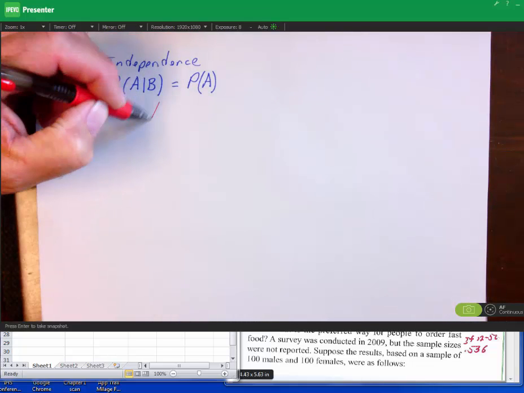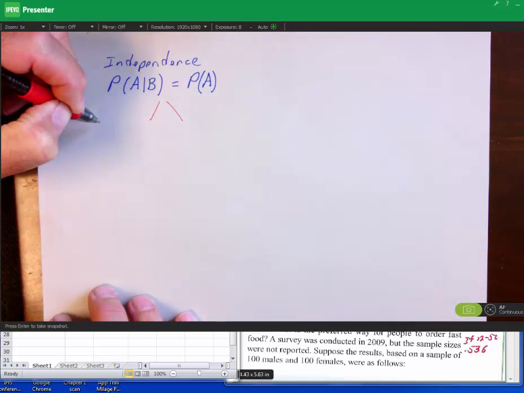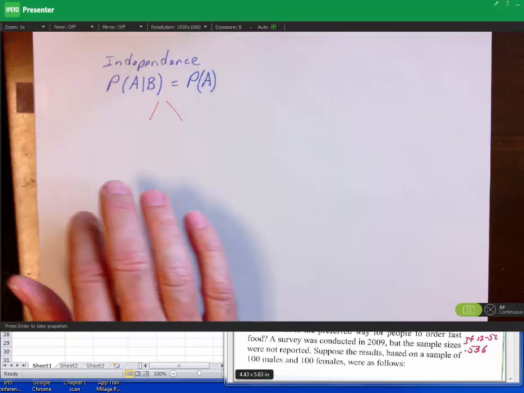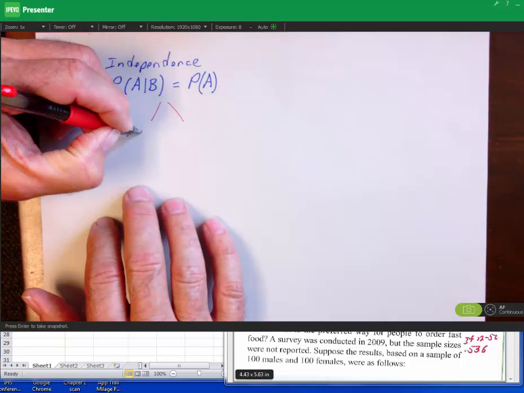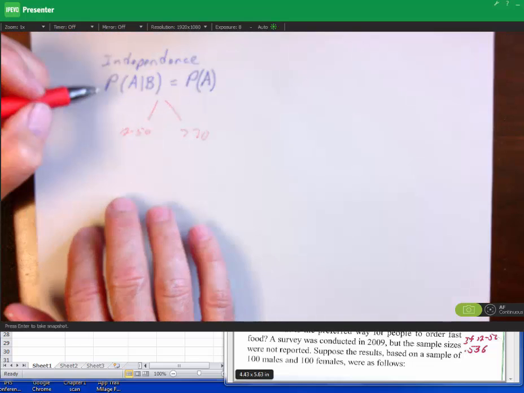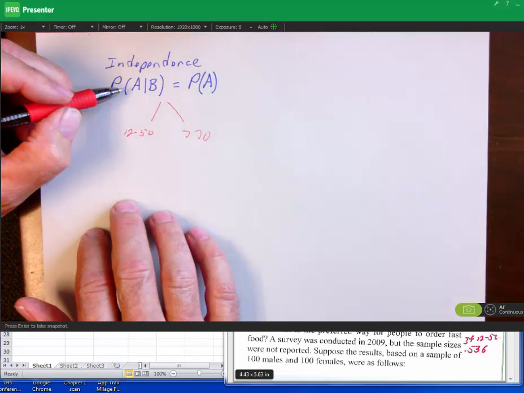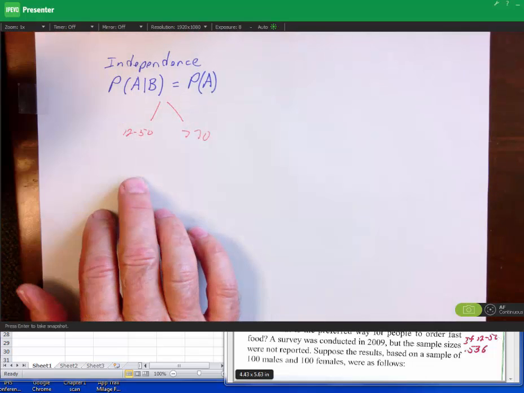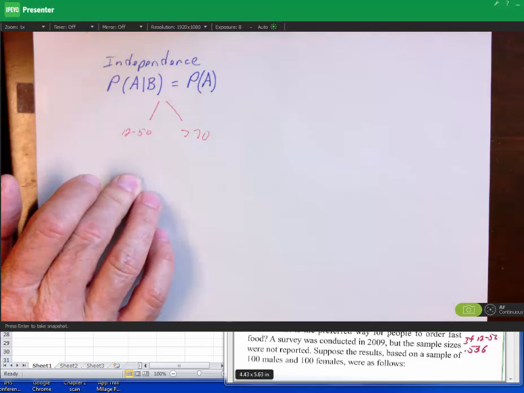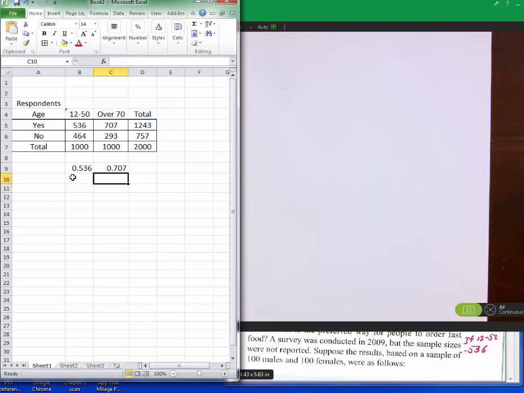So I think really there's two of these. One is if they're between 12 and 50 years old, right? Isn't that what it was? Yeah, so this is between 12 and 50 years old, and this is over 70. So let's do it two times. The probability that they answer quickly, given that they're in this age group, is, going back to the data, 536 over 1,000.